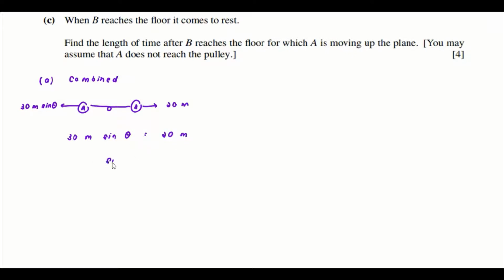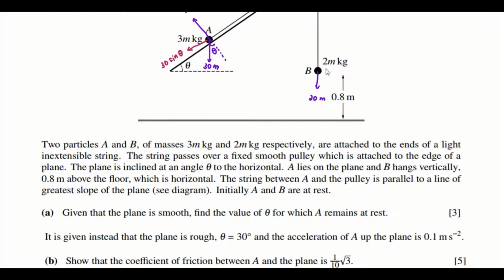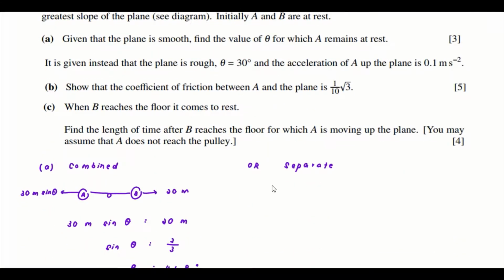Okay, so sine theta is 2/3. So theta to 1 decimal place is 41.8. Okay, if you want to solve it separately, it's just the same thing, except that you have a tension. For this one, it's very straightforward: the tension is equal to 20m, right?